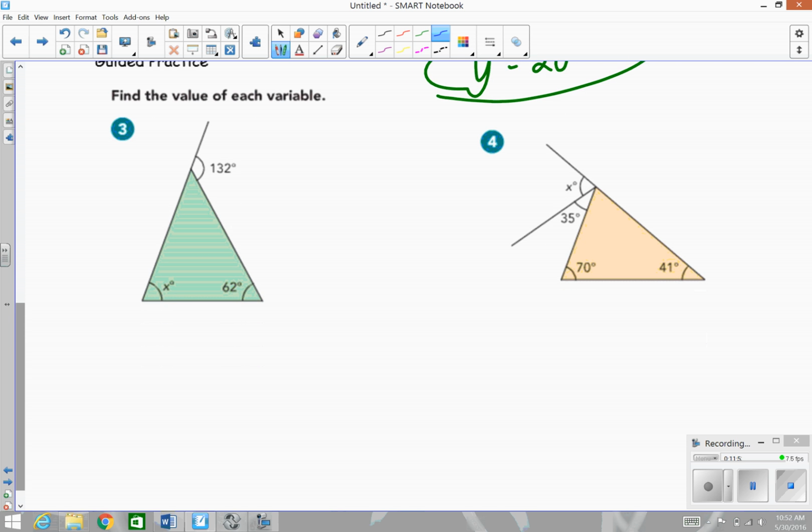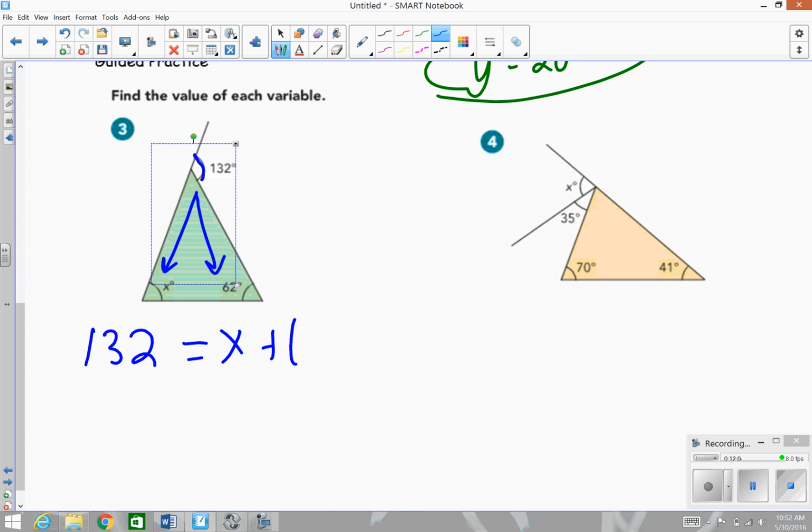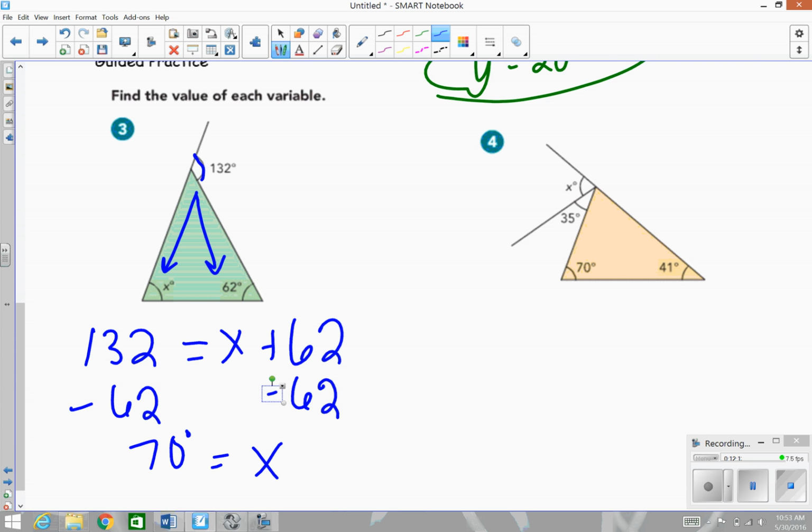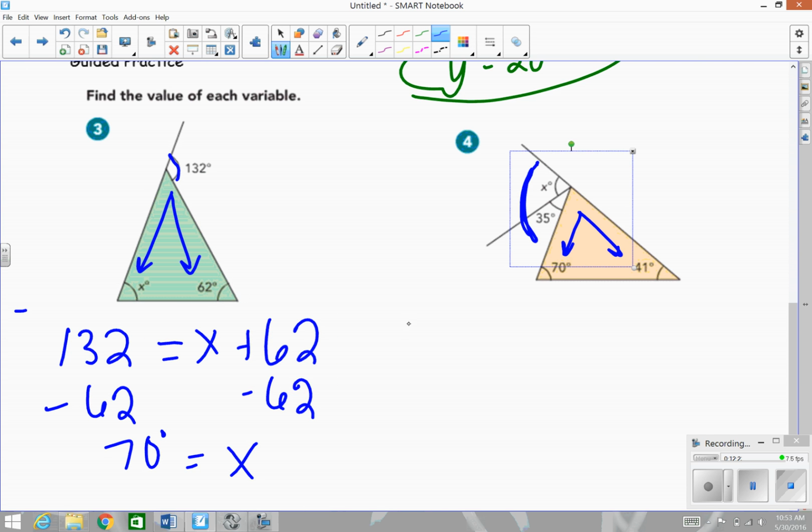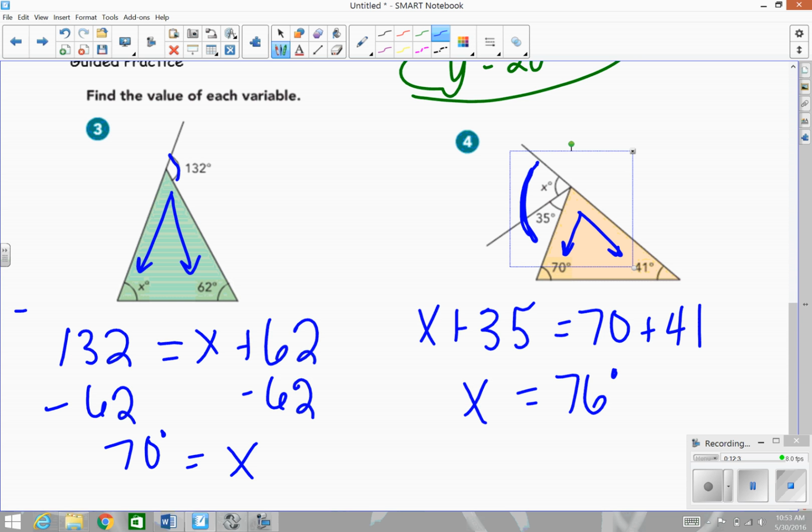Now that you've tried these, let's go over it quickly. This is your exterior angle. It must be equal to the sum of the two interiors. So we could say that 132 is equal to x plus 62. Subtract 62. X equals 70 degrees. Over here, this whole exterior angle is equal to the sum of the opposite interior angles. So x plus 35 equals 70 plus 41. You should get that x equals 76 degrees. Correct your papers and then flip it over.